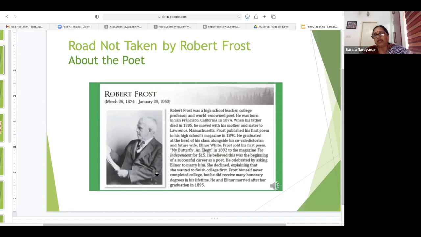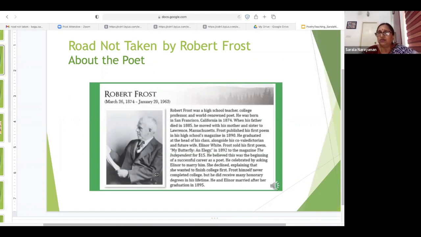By then he got married and had a family. Then there was World War I, for which he had to move. He took part, and he came to the US. He did his schooling, everything in the US only. And then when his poems were not being accepted here, he moved to England. So he went to London, and he sold all his farm and other things.